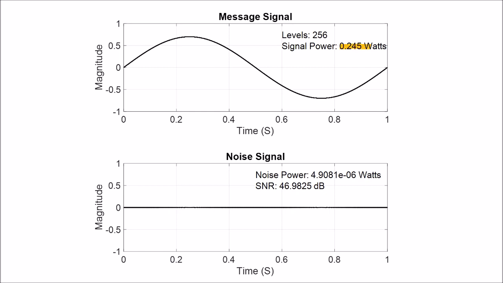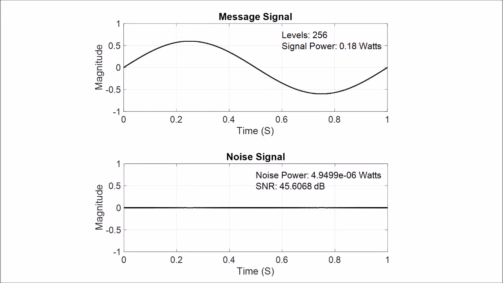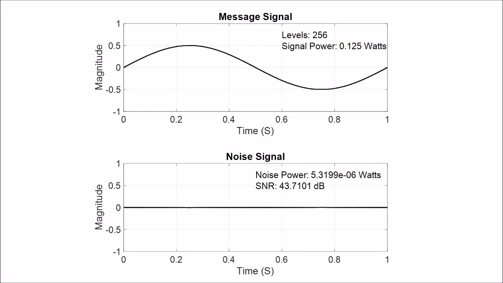The signal power is 0.245 watts. Signal to noise ratio 46.98. Here is the amplitude of 0.6. Signal power 0.18 watts. Signal to noise ratio about 46 decibels. Amplitude 0.5. Signal power 0.125 watts. Signal to noise ratio 43 decibels.